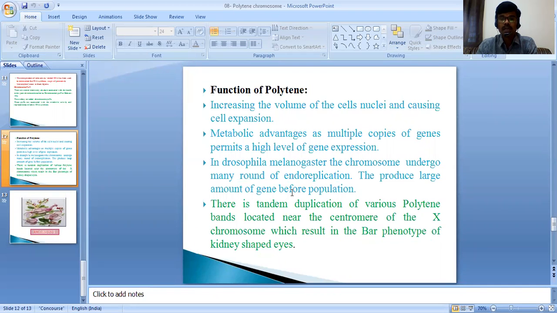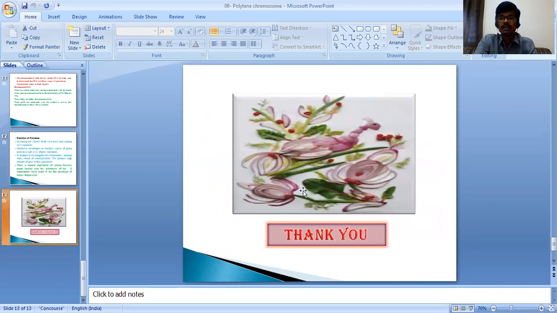There is a tandem duplication of various polytene bands located near the centromere of the X chromosome, which results in the bar phenotype of kidney-shaped eyes.